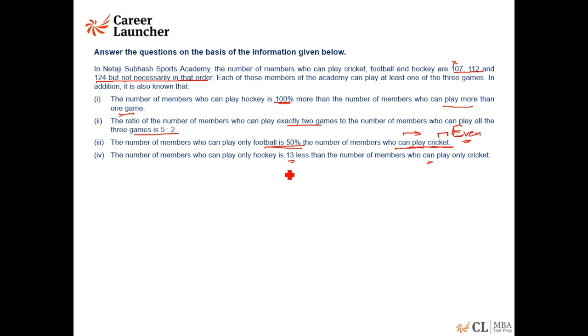Let's look at statement 2. The ratio of the number of members who play exactly 2 games to the number of members who can play all 3 games, which is exactly 3, is 5:2. That means if exactly 2 is 5x, exactly 3 is going to be 2x, or exactly 2 plus exactly 3 is 7x. Now look at statement 1.